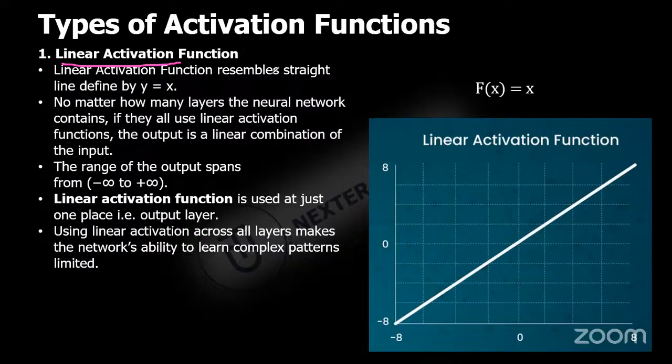So let us understand. If you see here, this is the graph of linear activation function, which resembles a straight line. What does it mean? F of x is nothing but x. Whatever x value you pass will be given as output. If I pass 0, I'll get 0. If I pass 8, I'll get 8. If I pass minus 8, I'll get minus 8. So this is a linear activation function.